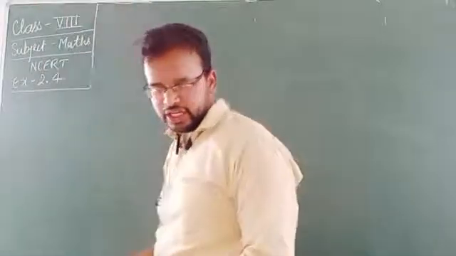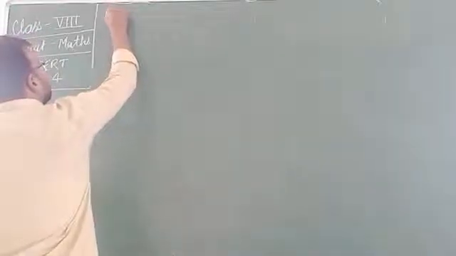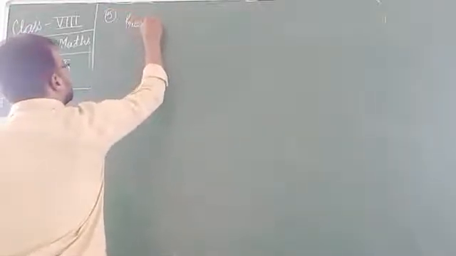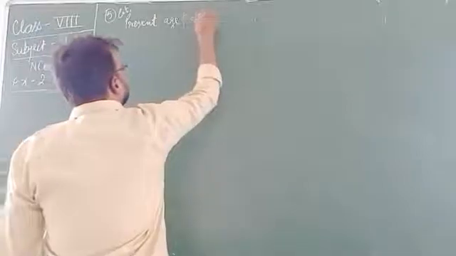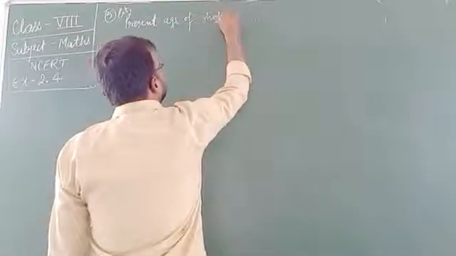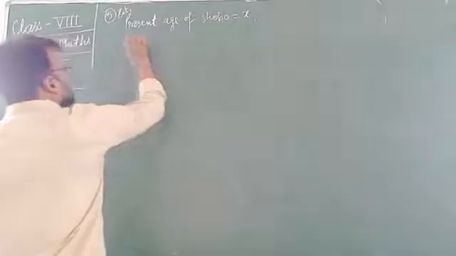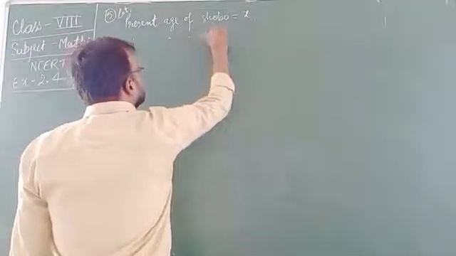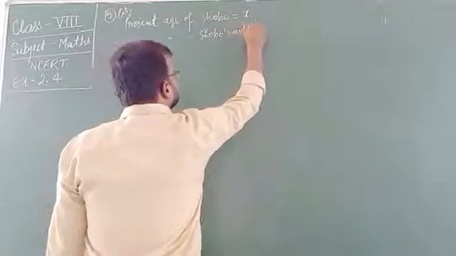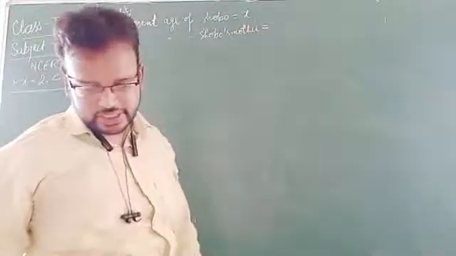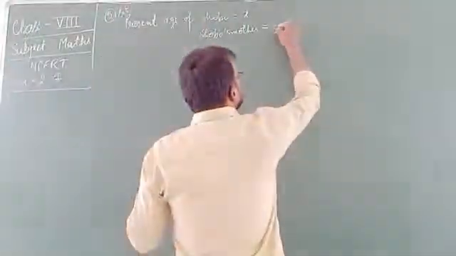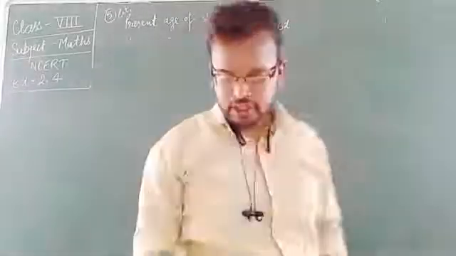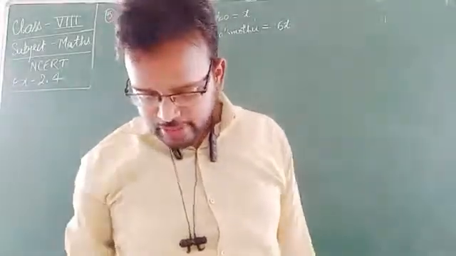First of all, we let the present age of Shoboj in question number 5 equal x. Now, the present age of Shoboj's mother equals... see, the first statement is given: 6 times the present age. 6 times means 6x. Okay?